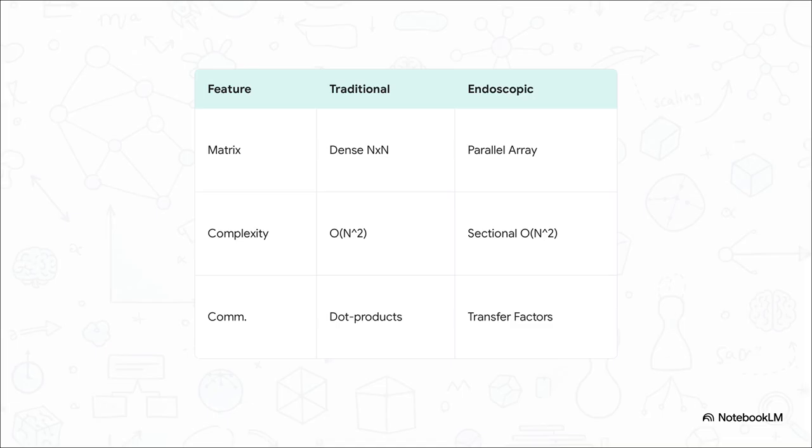Traditional global attention relies on a massive single-dense matrix with strict O(n squared) complexity and rigid single-frequency pulses. But look at the endoscopic column. We shift to parallel optimized arrays, we use transfer factors for communication, and we rely on subharmonic fractional tracking. It's vastly more elegant and, frankly, remarkably more efficient.